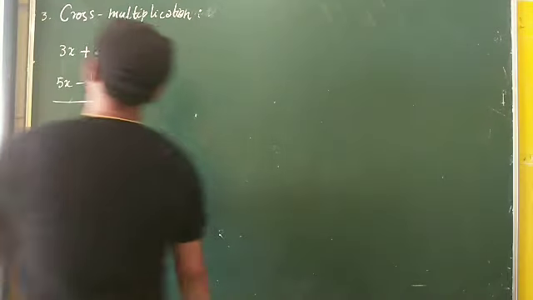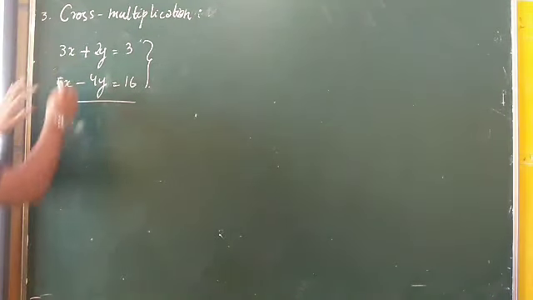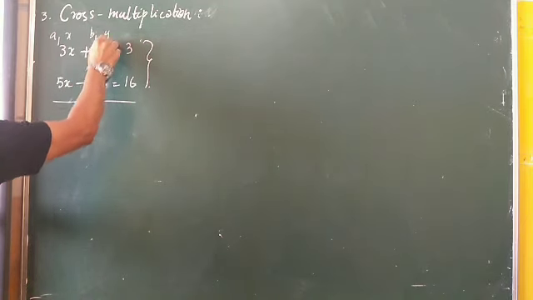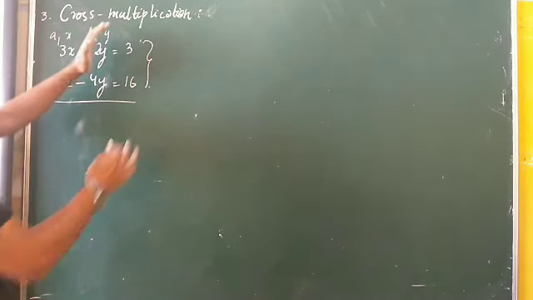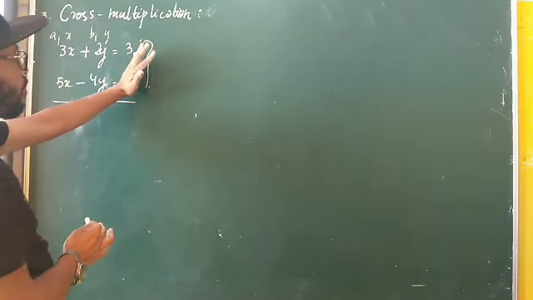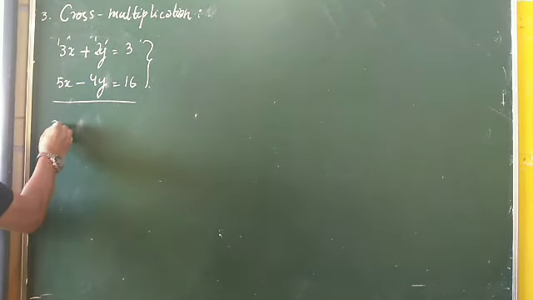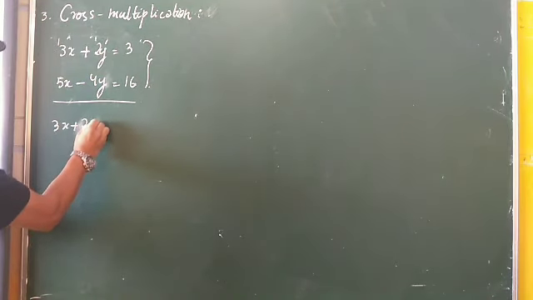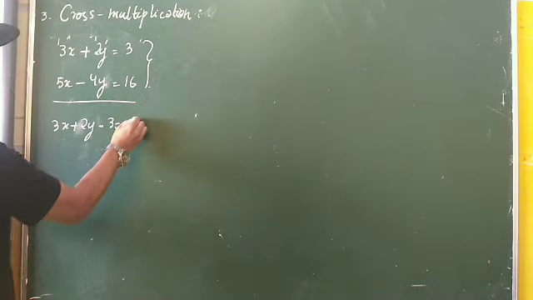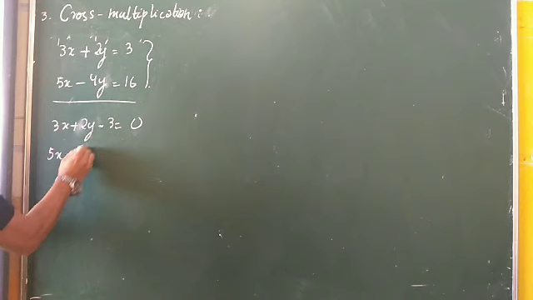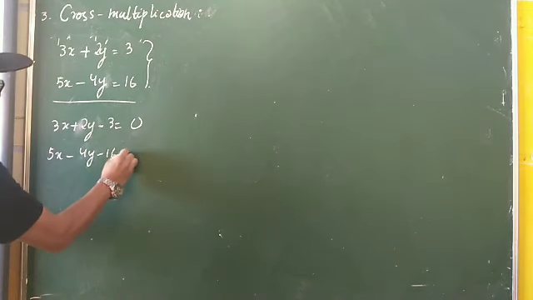Now if you relate this with a1 x, b1 y, keep this in mind: in the cross multiplication method, all the constant and the variable has to be on one side. So what we do here is 3x plus 2y minus 3. Let's take this 3 to this, and 5x minus 4y minus 16 is equals to 0.